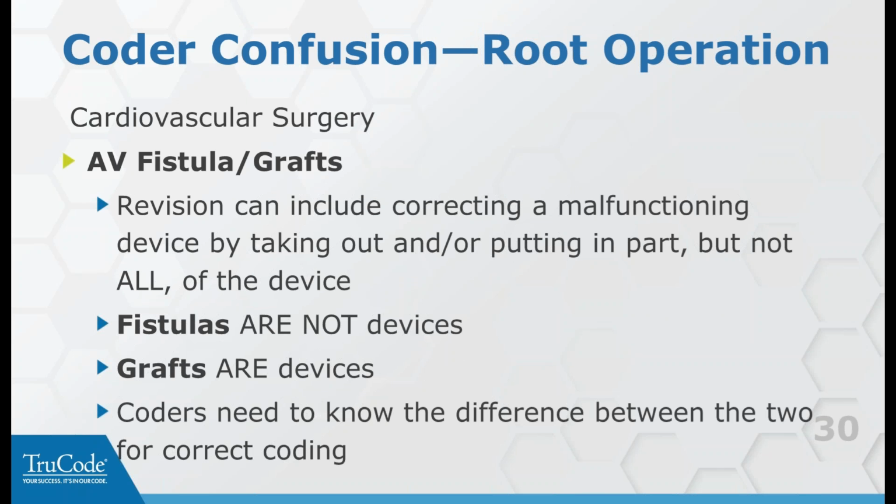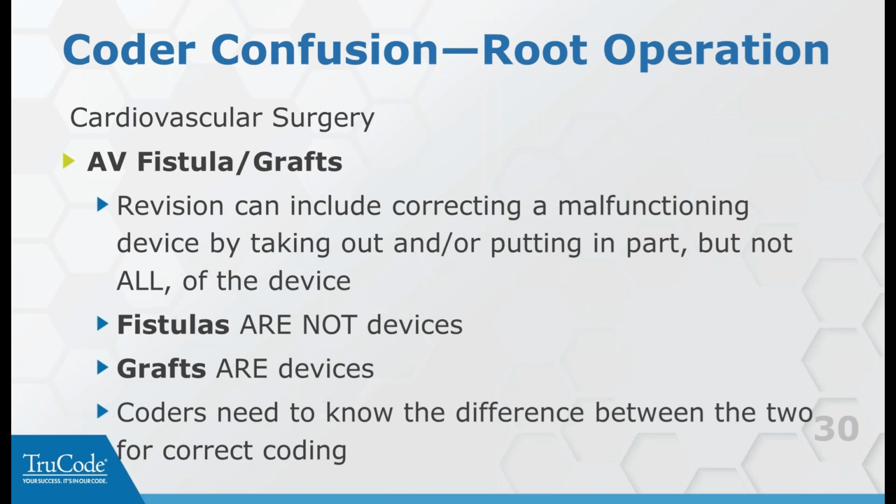Another issue, as I talked about, was AV fistulas and grafts. Again, revision can include correcting a malfunctioning device by taking out or putting in part but not all of the device. And you need to understand that fistulas are not devices and grafts are. Basically what they do with an AV fistula is they are changing the route of blood flow through the vessel. So we're talking about a tubular body part root operation. Usually it's going to be bypass. And they take an artery and a vein and they hook them directly together. Therefore, it is not considered a device.